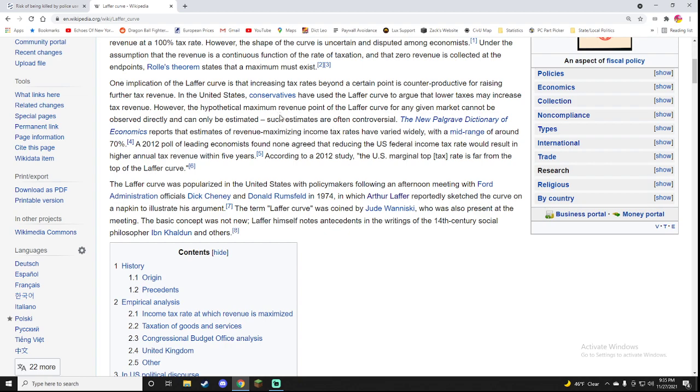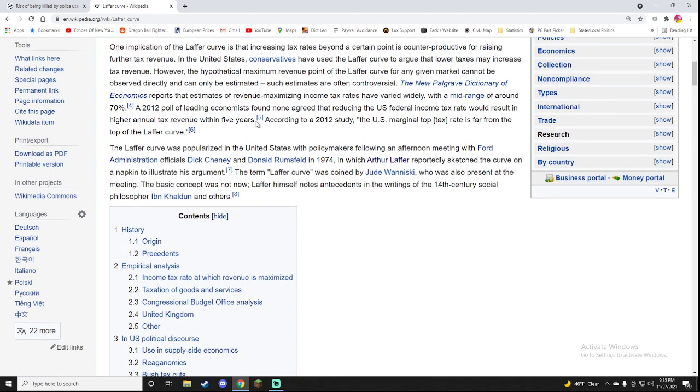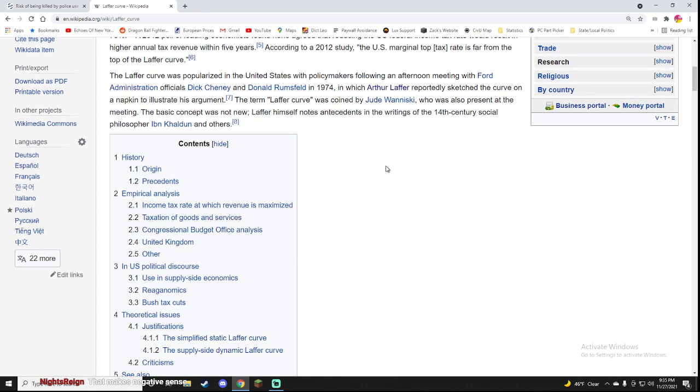However, the hypothetical maximum revenue point of the Laffer Curve for any given market cannot be observed directly. It can only be estimated. Such estimates are often controversial. The U.S. marginal top tax rate is far from the top of the Laffer Curve. It was popularized with officials Dick Cheney and Donald Rumsfeld.